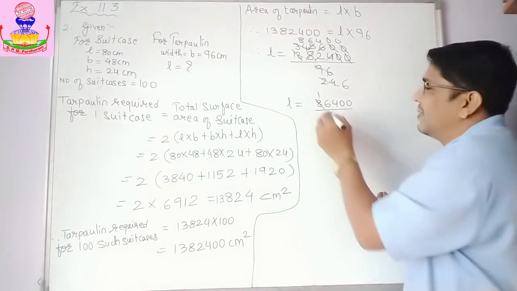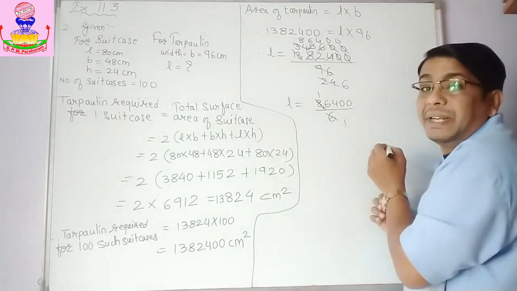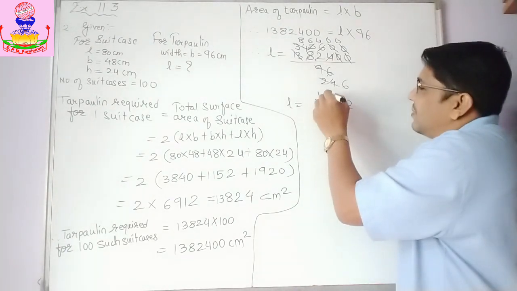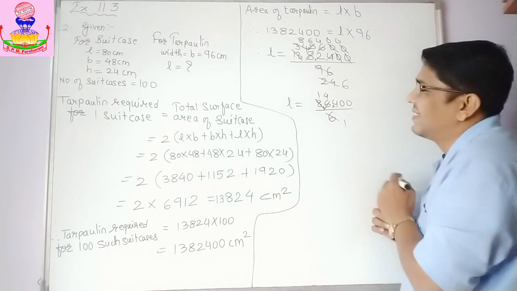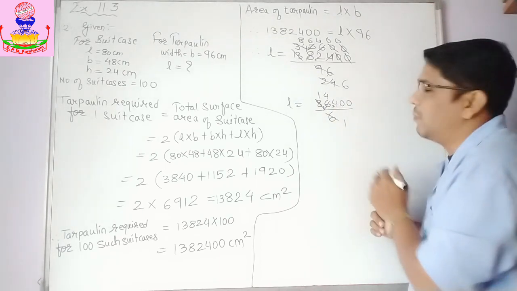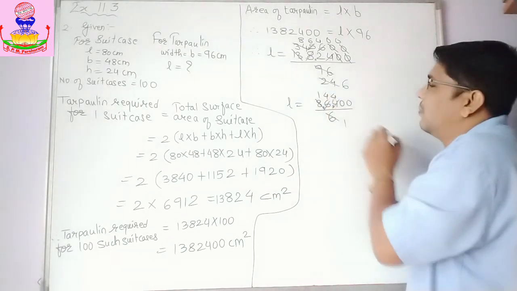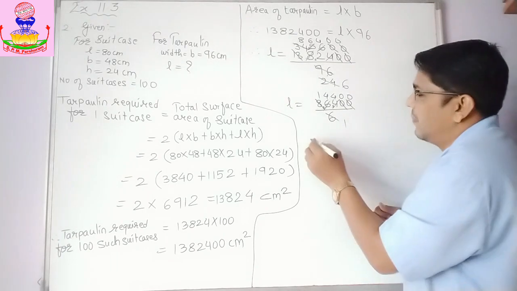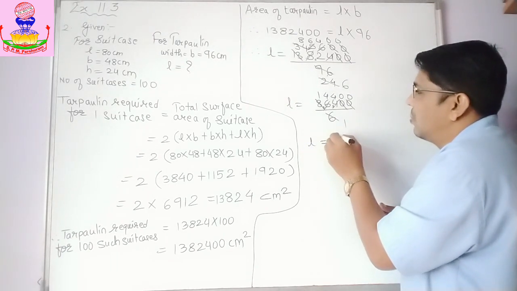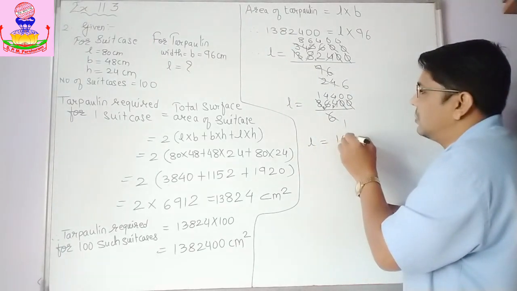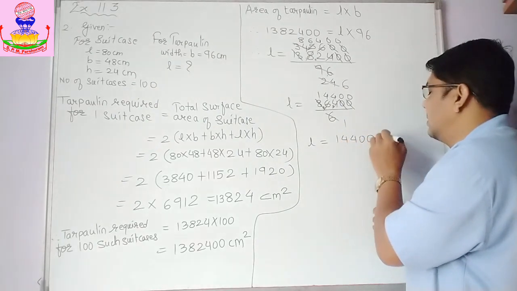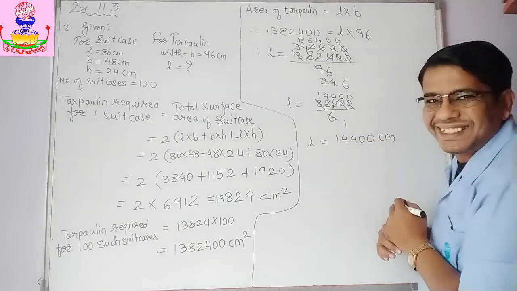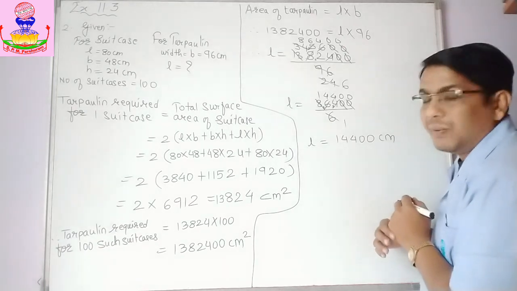So 6 1s are 6. 2, 26. 6 4s are 24, 2 remainder. So 24. 6 4s are 24. 6 zeros are 0. 6 zeros are 0. Okay. So L is equal to 14,400 centimeters.